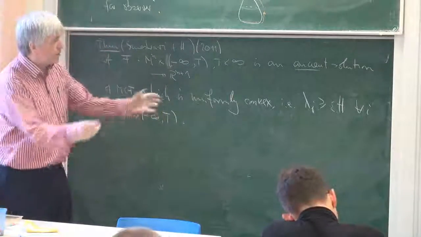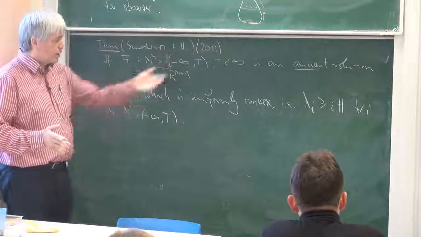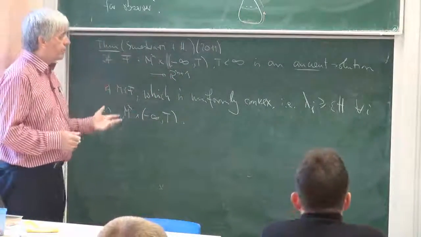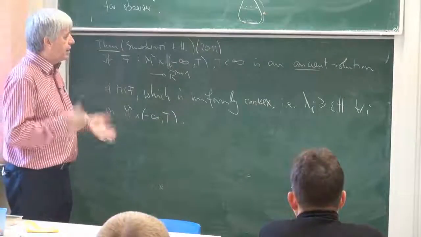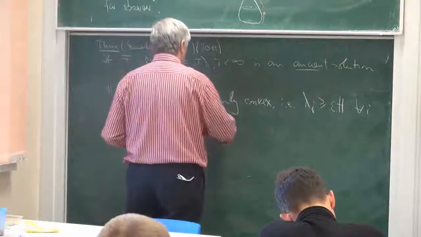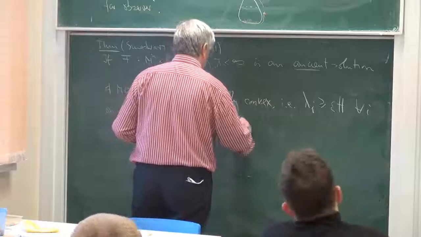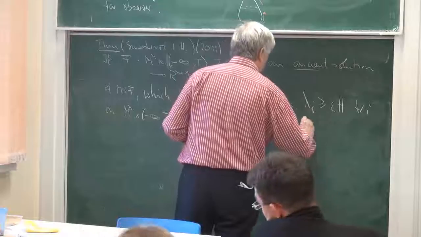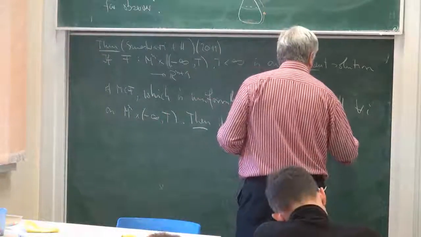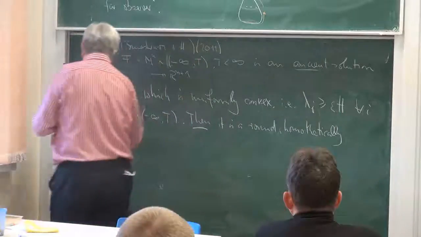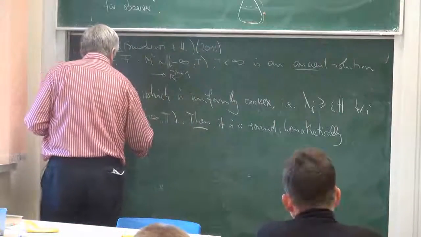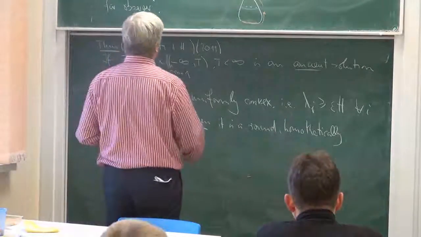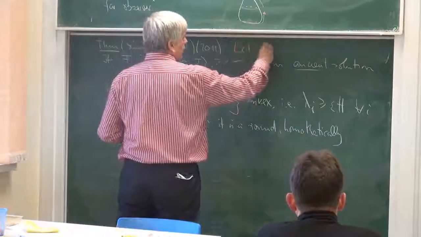So suppose we have a solution which is convex in this uniform way, with the same epsilon for all time, then it is a homothetically shrinking sphere. And this is for n greater or equal than 2.